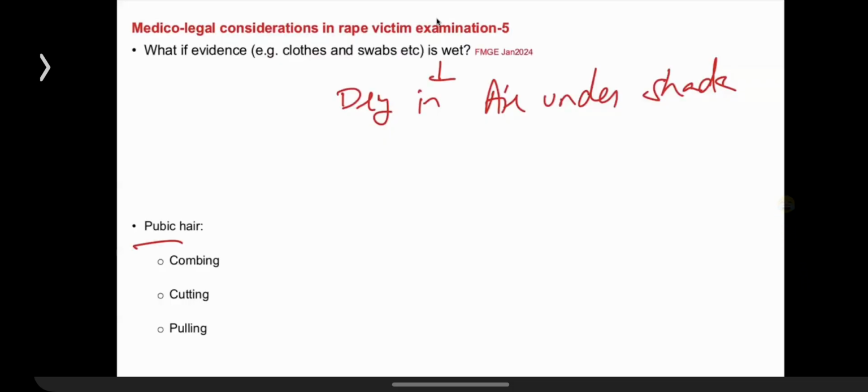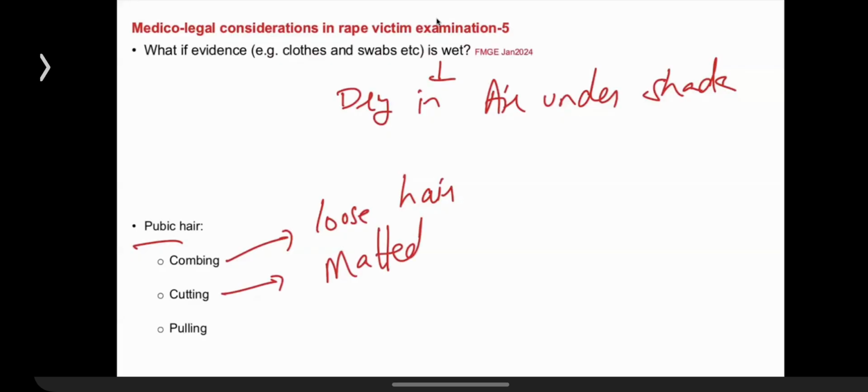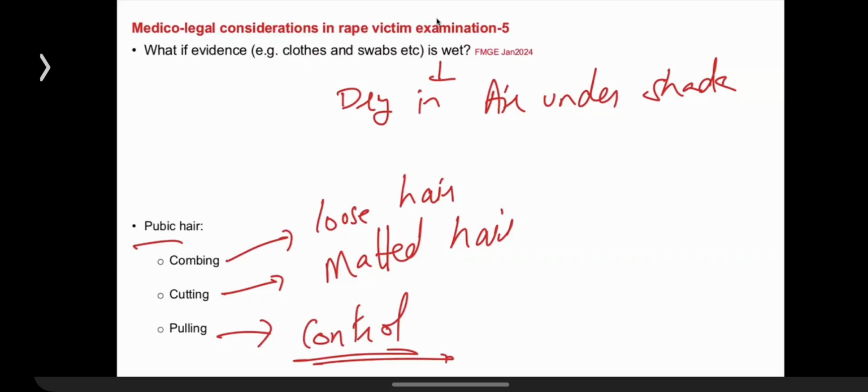Pubic hair. Combing is used for loose hair. Cutting is used for matted hair. And pulling is used as control, because it will only ensure that the hairs belong to that same person from whom you are collecting.